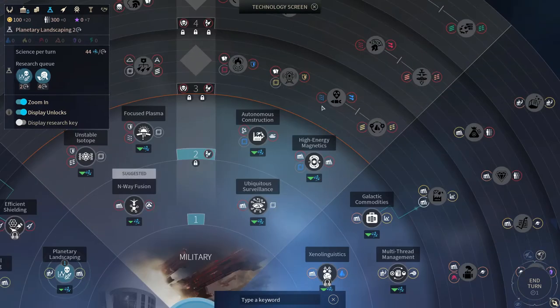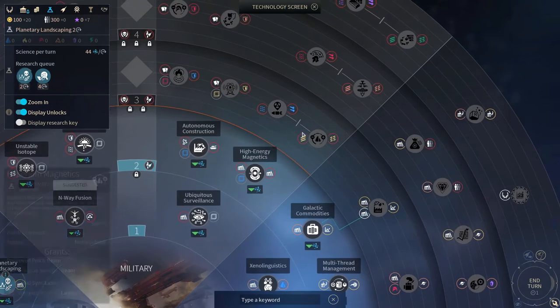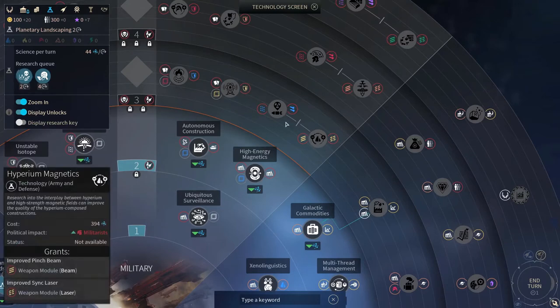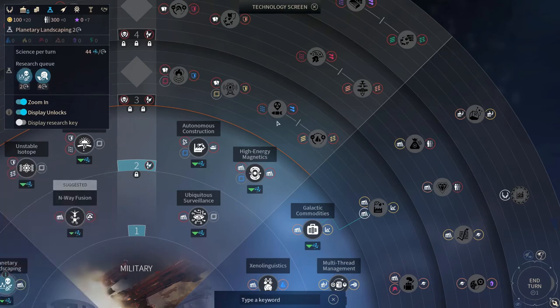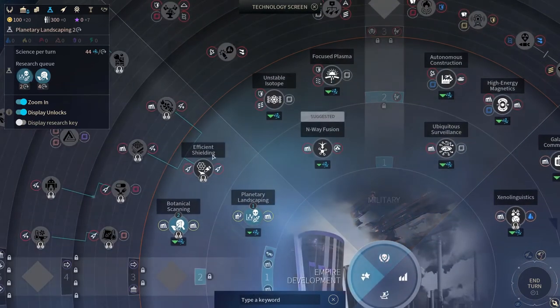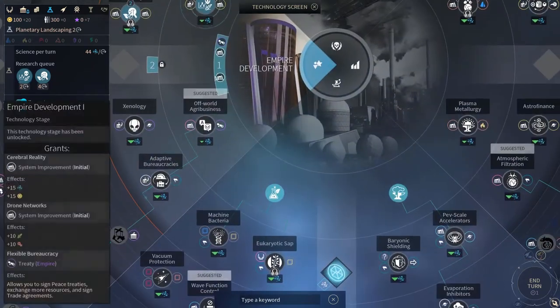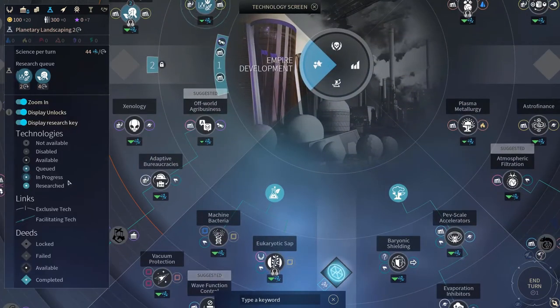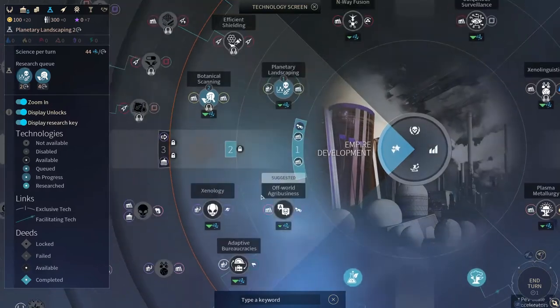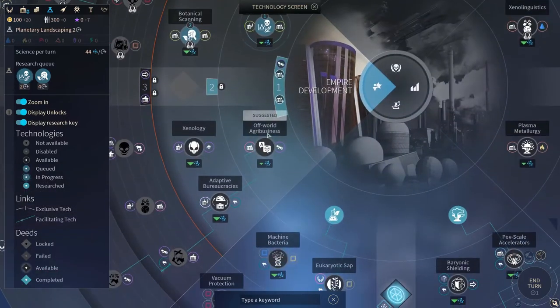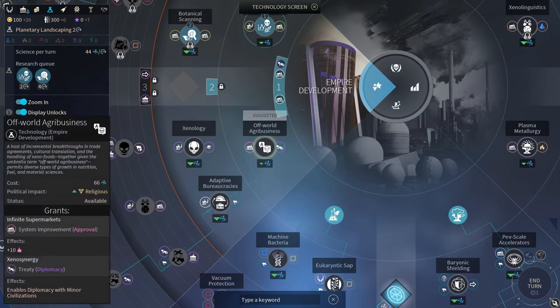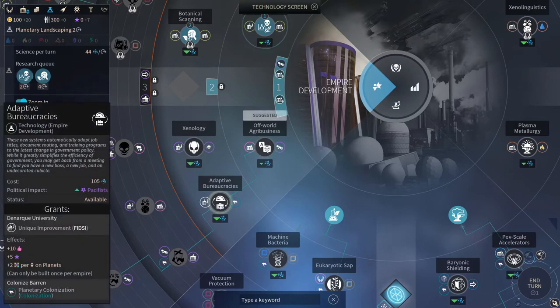One thing to note about technologies is that some technologies will force you to make a choice. For example, here we've got this little line in the middle between these two techs. It basically means if you pick one, you can't pick the other. That's very important to know. Also, there are some levels of dependencies. You can look at the links here. For example, if you research off-world agribusiness, there's a line here that continues to adaptive bureaucracies. It basically means that if you research this one first, the cost of this one will be reduced.